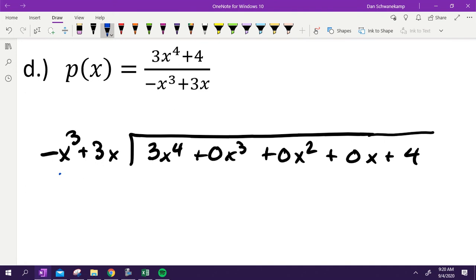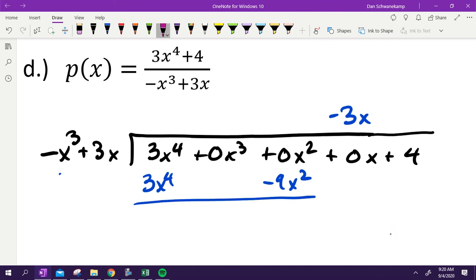Lydia, negative x cubed times what is going to get me 3x to the fourth? Negative 3x. Good. Then you're going to multiply it down. So it's going to get you 3x to the fourth minus 9x squared once we've multiplied it down. Evan, what do I got to do next? Change those signs. We got to subtract it. So we're going to change those signs. Those things are going to cancel. This is 9x squared. Nothing to come down there, so I got a 4. Then I do it again. I ask myself the question. Negative x cubed times what gets me 9x squared? Nothing. So that's my remainder.